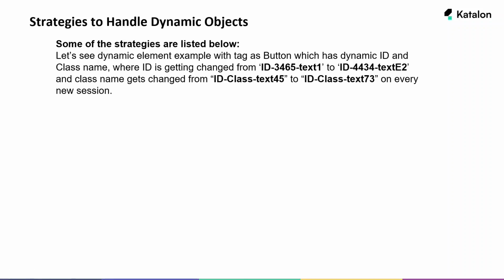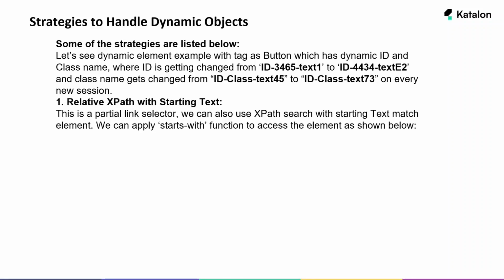Okay, so now how can we handle this kind of dynamic objects? Let us see different strategies. So the first strategy is relative XPath with starting text. So this is a partial link selector.